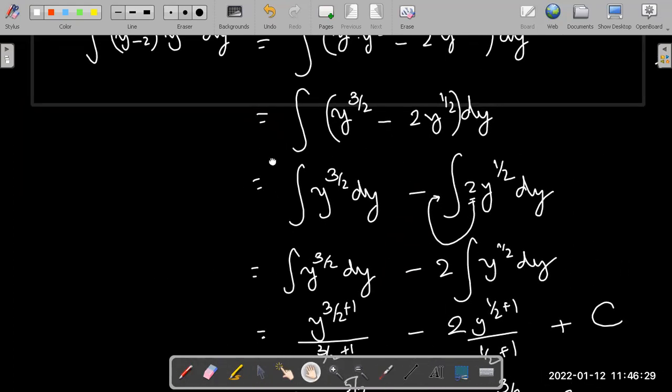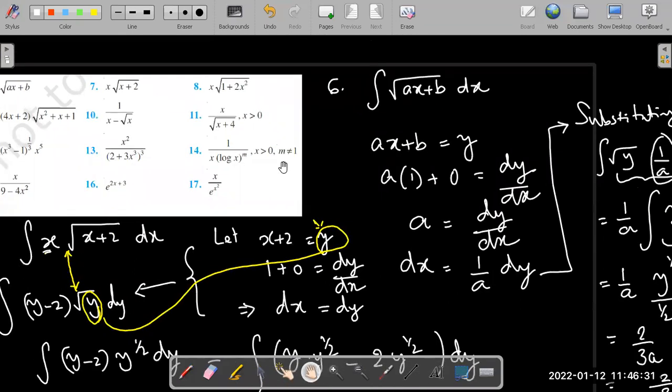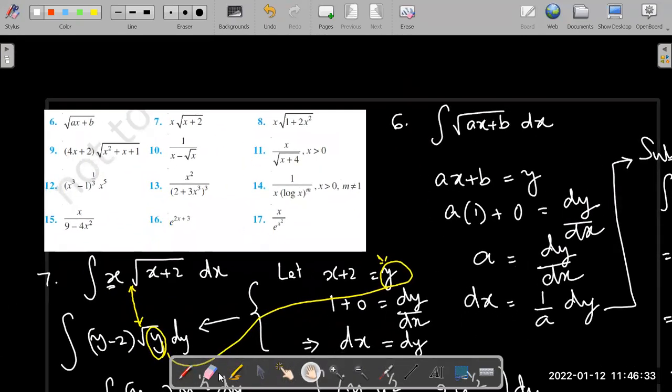So I didn't do anything real big or different. You could now try question number 8, by assuming whatever is inside the bracket as y. Would you like to try?